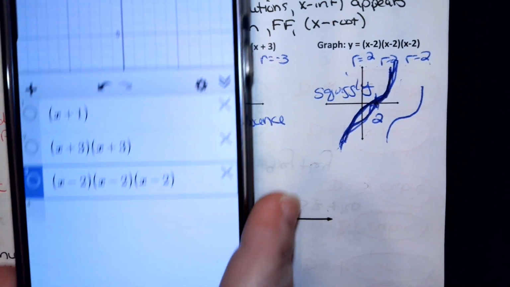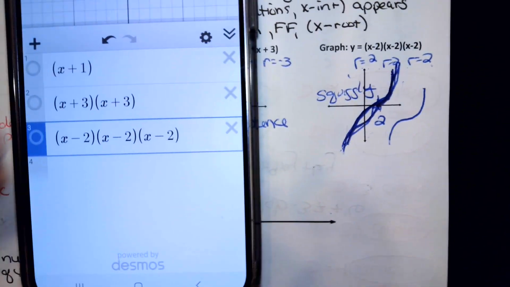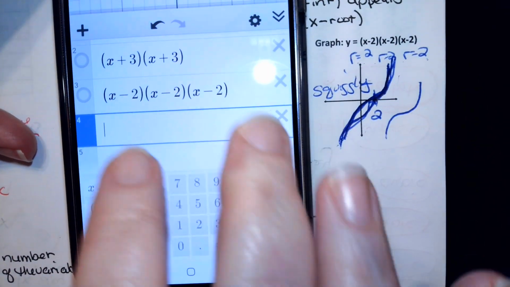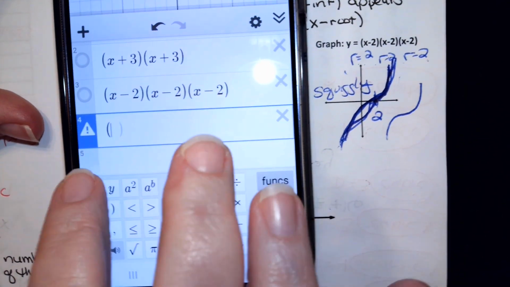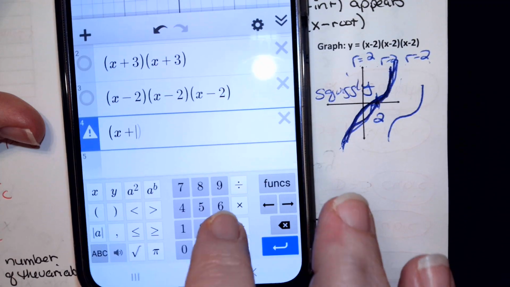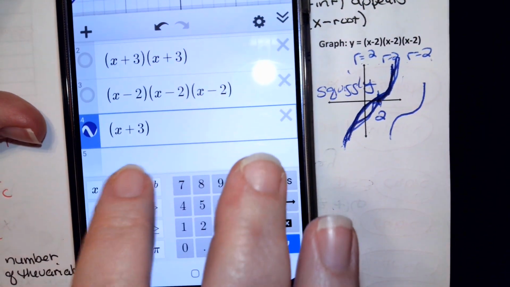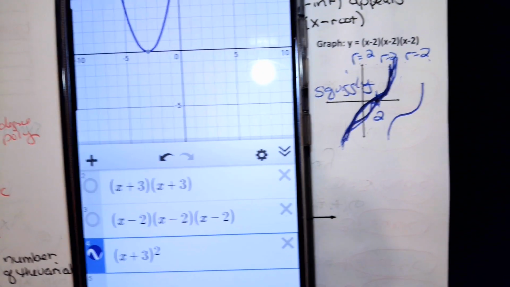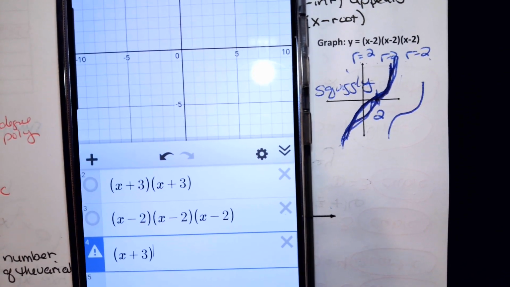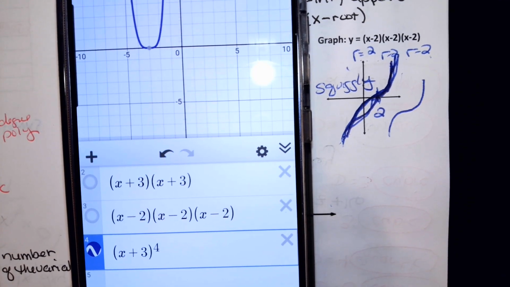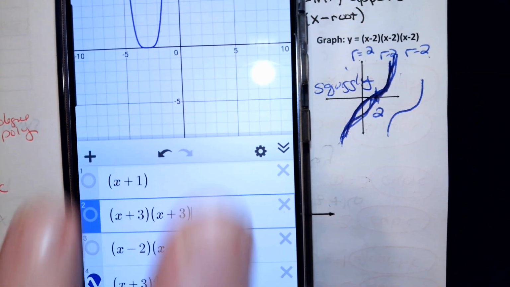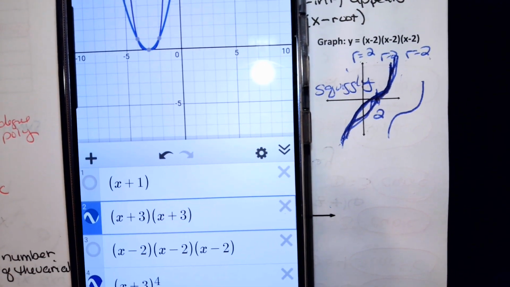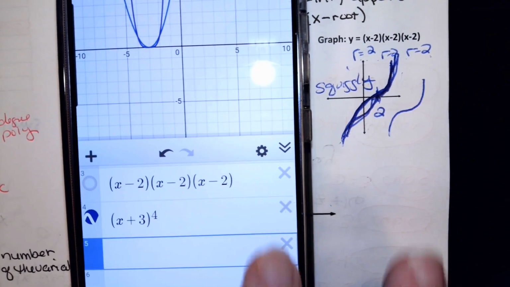So, all right, so I'm going to come right here. x plus 3 times x plus 3. That is the same thing as x plus 3 squared. Okay, so we got that parabola. All right, if I change that square to the 4th power, notice it's still a parabola.